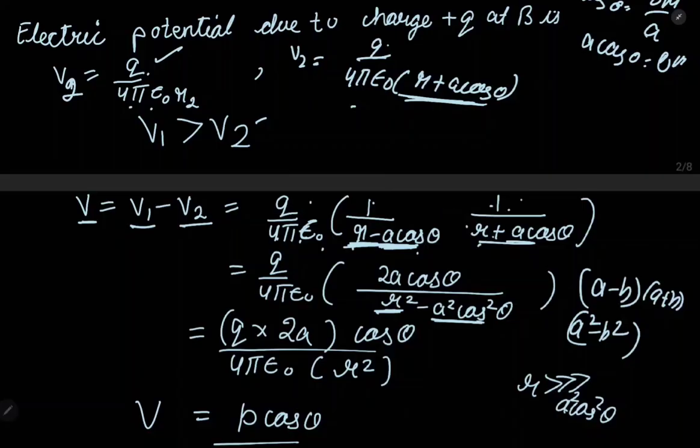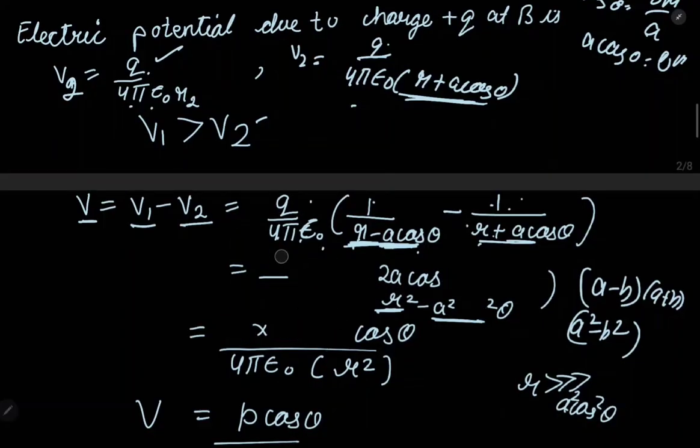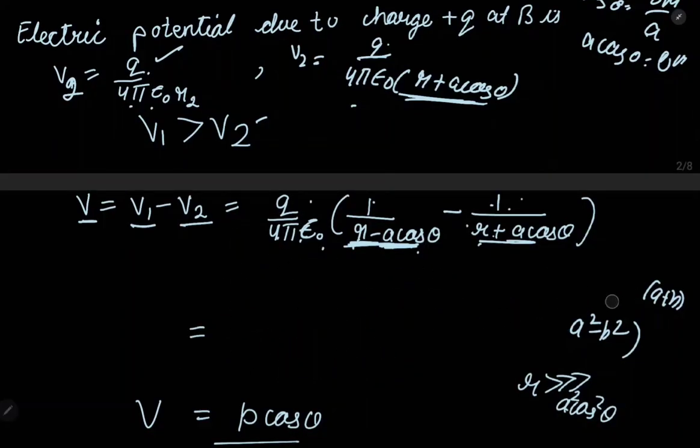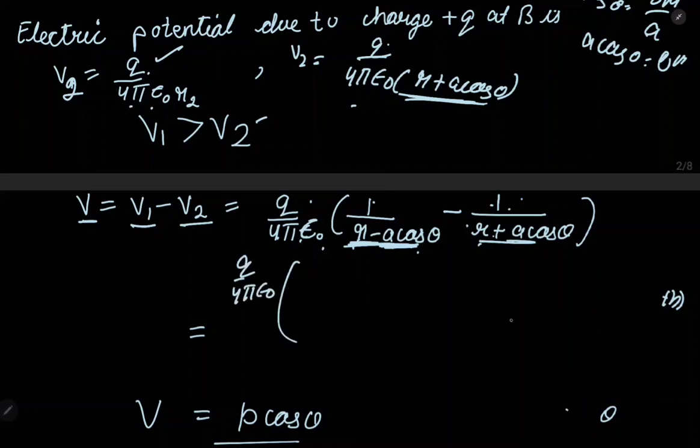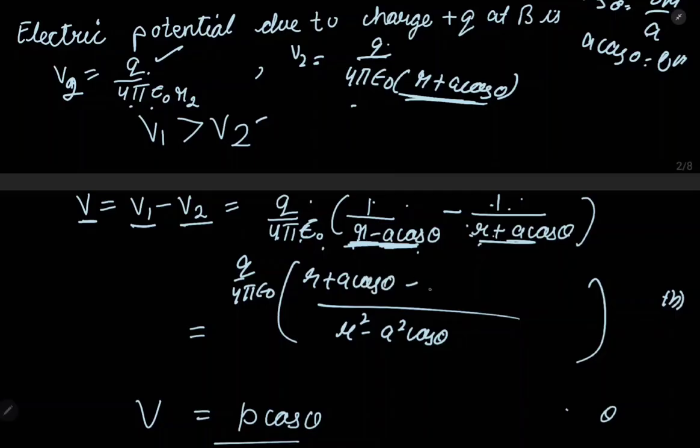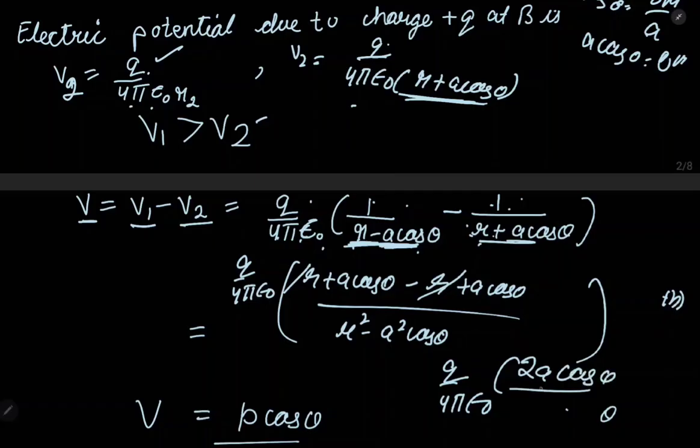Sorry, here we have a subtraction sign. So let me solve it for you. What I will get is Q upon 4 pi epsilon naught, and the denominator is R square minus A square cos square theta. I'll cross multiply, here it becomes R plus A cos theta, and here I have minus R minus A cos theta. R is cancelled out with R. I am left with 2A cos theta. So my answer becomes Q upon 4 pi epsilon naught times 2A cos theta upon R square minus A square cos square theta.